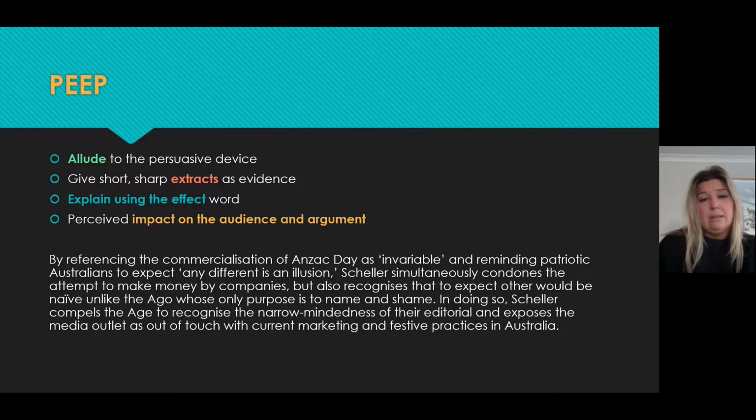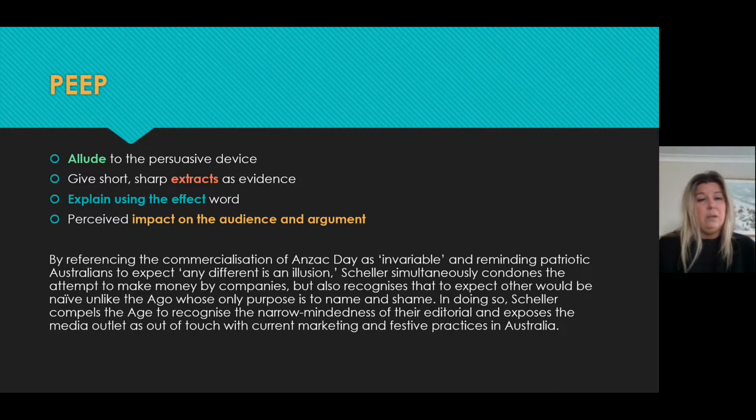So keep in mind that Scheller here has two audiences. She is writing back to the editor of The Age. They are part of her intended audience, but also patriotic Australians. Most of the focus here is the impact. It talks about keywords, condoning, recognising, compels the age to recognise, points out the narrow-mindedness of, presents them as out of touch.